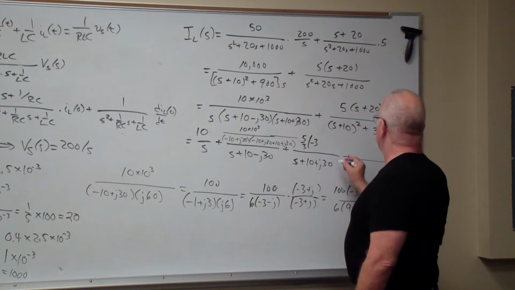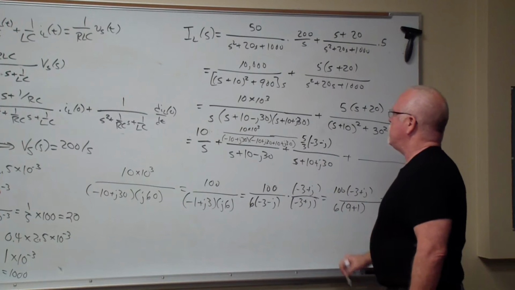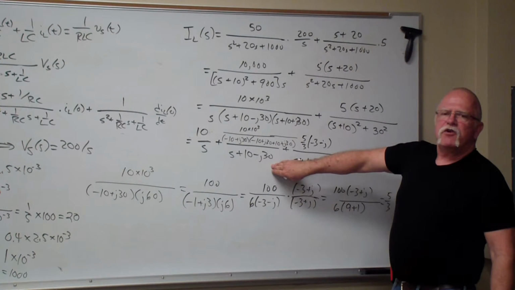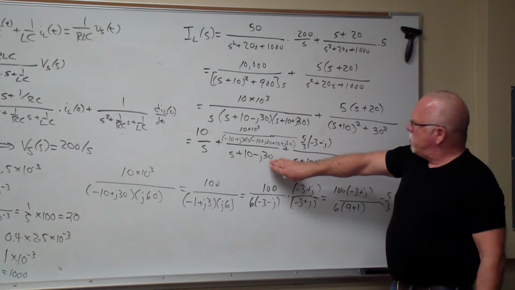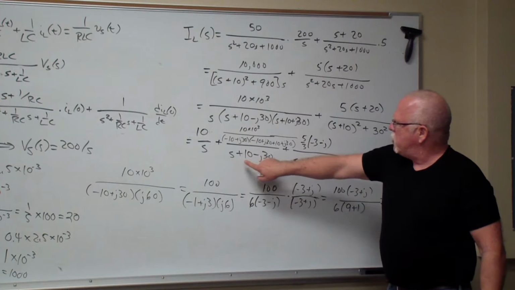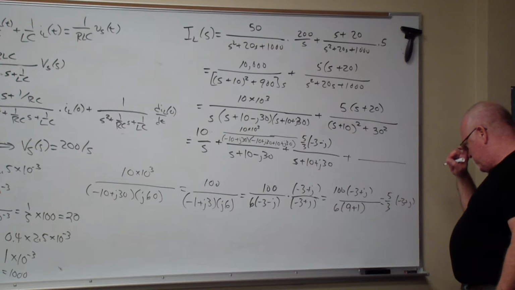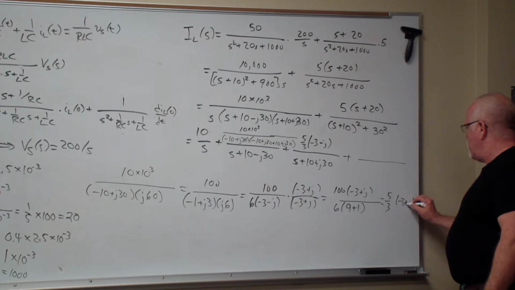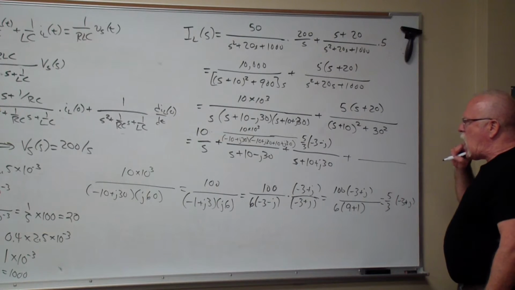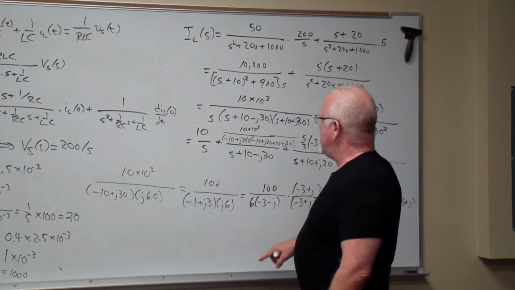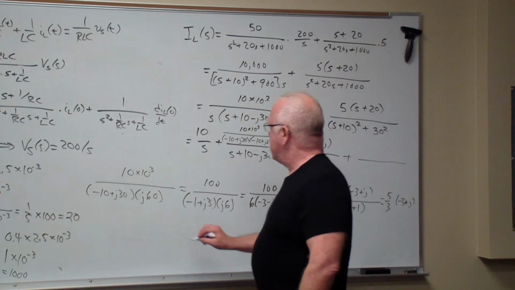This will be the conjugate term, so this will be minus 3 minus j on this side. This is the one that matters to us. It's the residue of the pole with the positive real part, and the pole is at minus 10 plus j30, so the residue to that here is 5/3 times (minus 3 plus j). And to get the inverse transform, I'm afraid to erase all that in case it's wrong and y'all want to go back and fix it.